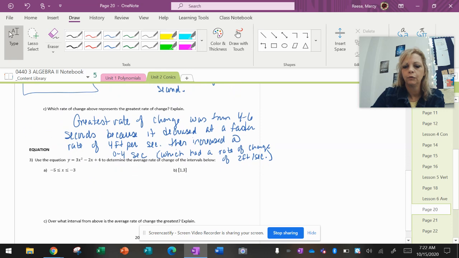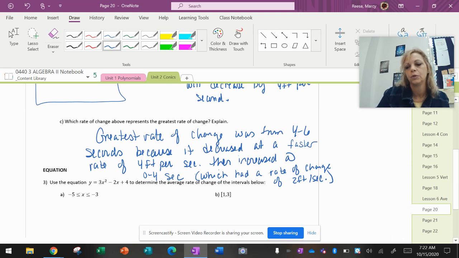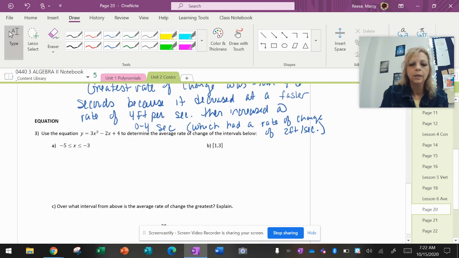Okay. Hopefully you can read that because I write fast. Okay. So I said greatest rate of change was from 4 to 6 seconds because it decreased at a faster rate of 4 feet per second than increased at 0 to 4 seconds, which was the rate of change, 2 feet per second. Okay, last one. You're going to do B, I'm going to do A.